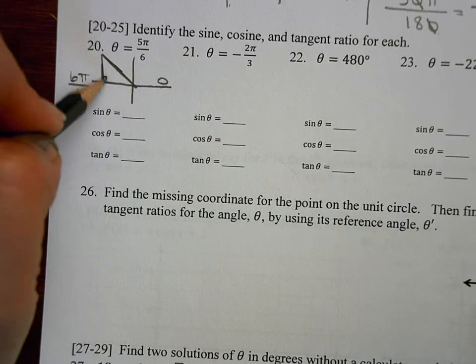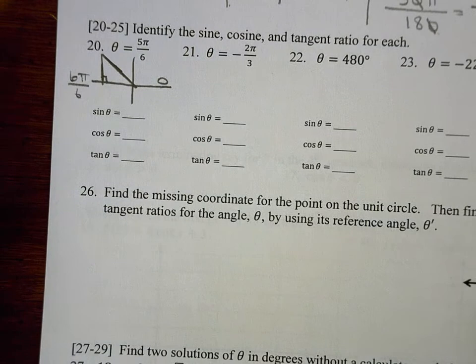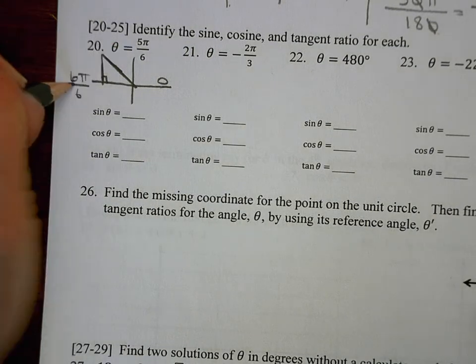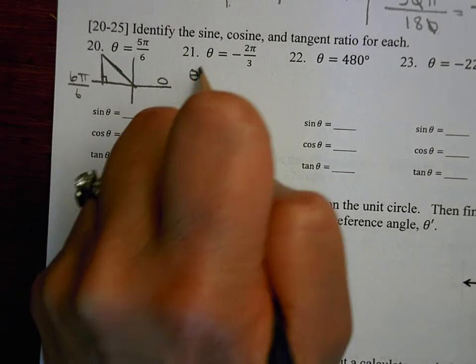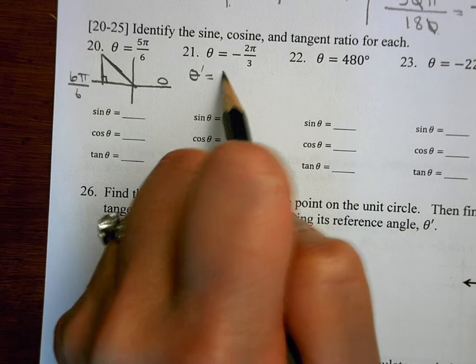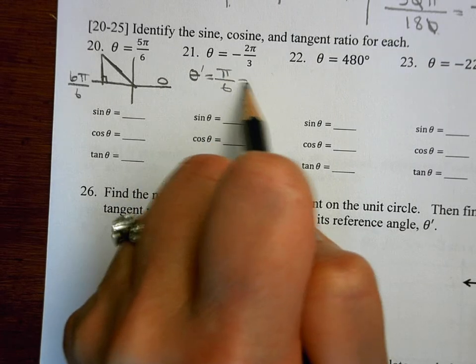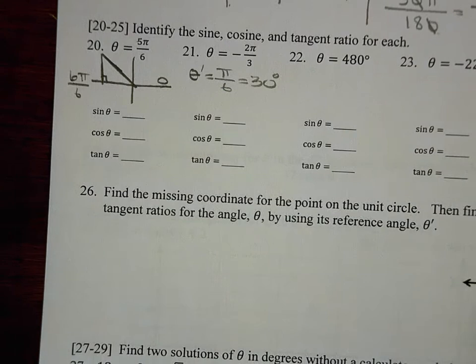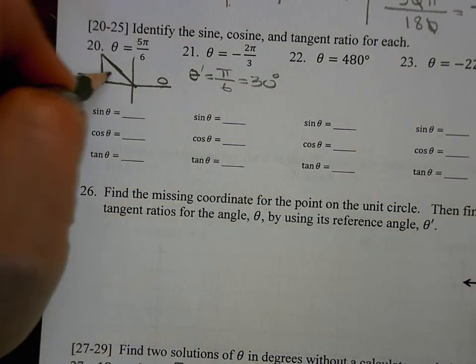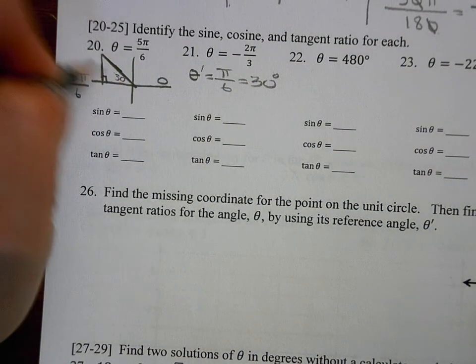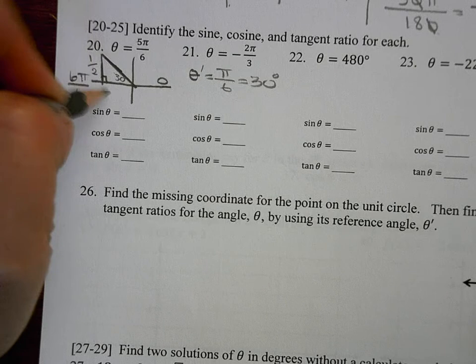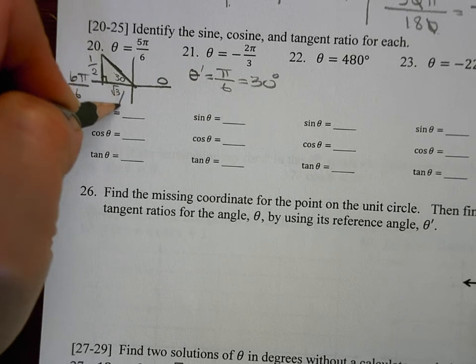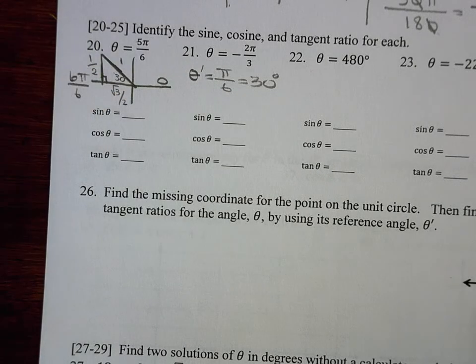And then I'll draw my triangle here. So 5 pi over 6 is 1 pi over 6 away. So that means my reference angle is pi over 6, which is the same as 30 degrees. So this is 30 here. Across from the 30 is 1/2. Adjacent to it is root 3 over 2, and then the hypotenuse is 1.